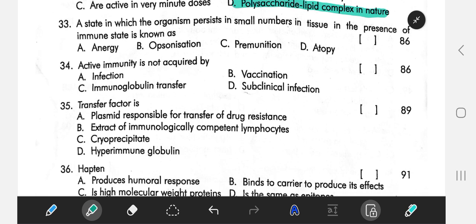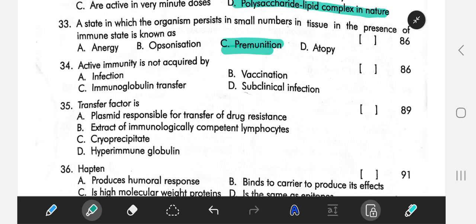Question number 33. A state in which the organism persists in a small number in tissue in the presence of immune state is known as A. Anergy, B. Opsonization, C. Premonition, D. Atopy. Answer will be C. Premonition.